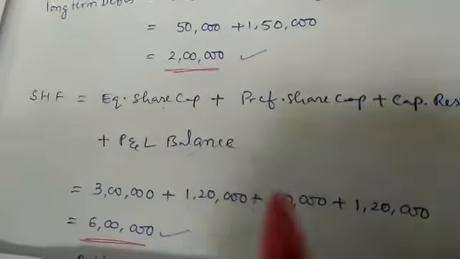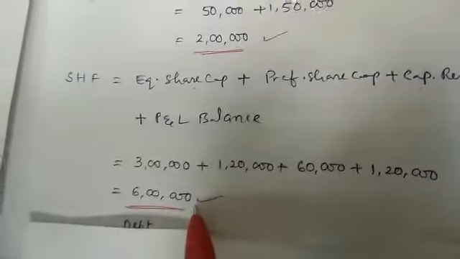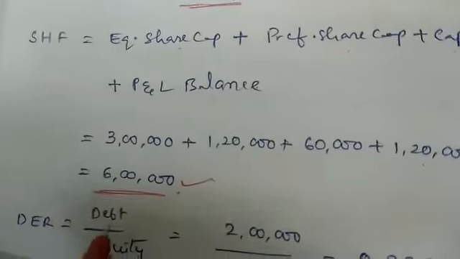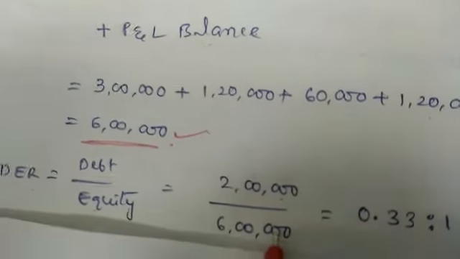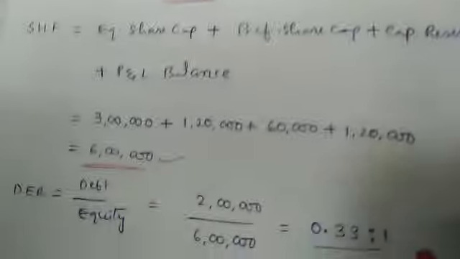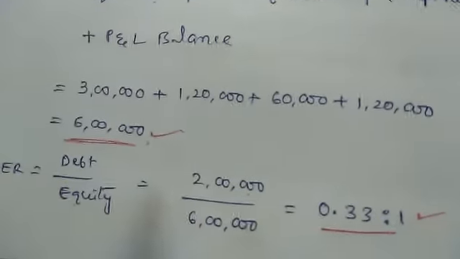Now two amounts are available. The long-term debt is 2 lakhs and shareholder funds is 6 lakhs. So just write the formula. Debt equity ratio is equal to debt divided by equity, which is 2 lakhs divided by 6 lakhs. Then we will get the answer 0.33:1. This is the debt equity ratio.